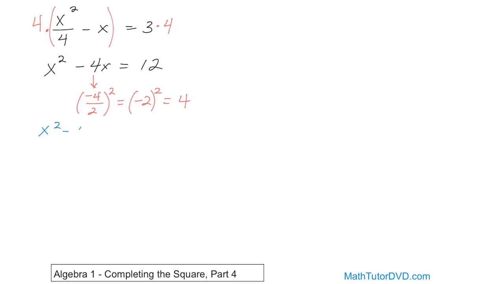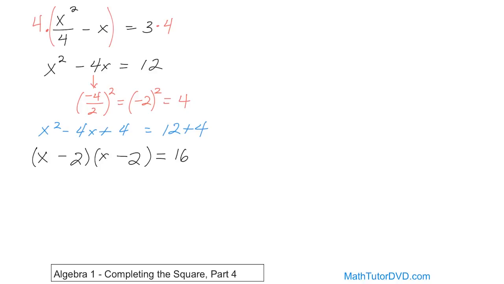x squared minus 4x. We add 4 to the left, and we also add 4 to the right. So we suspect, or we better, get a perfect square here. So let's go ahead and try to factor it. x, what times what gives you 4? 2 times 2 looks like it's going to work. We have a negative sign in the middle, so we strongly suspect we'll need negatives everywhere. And on the right-hand side, we're going to get 16.